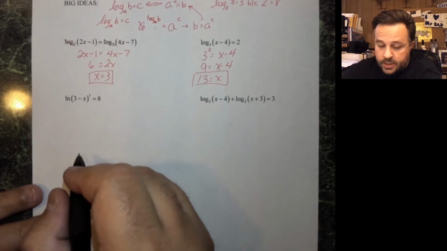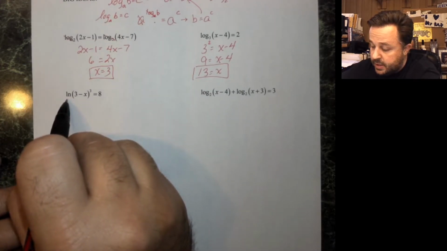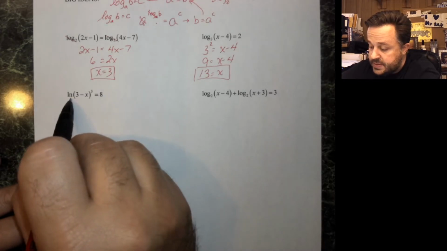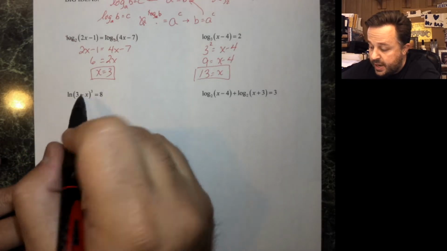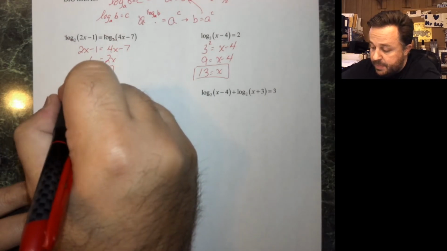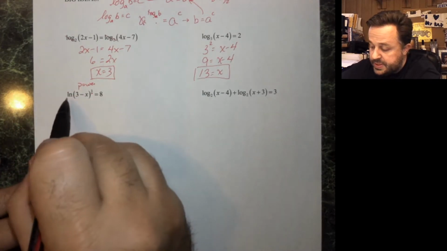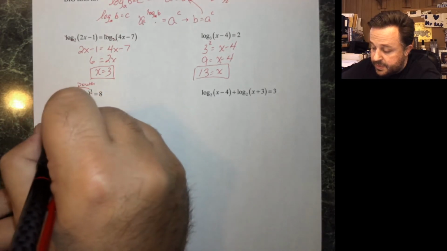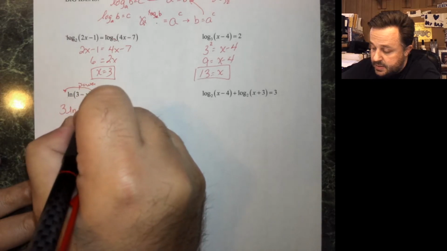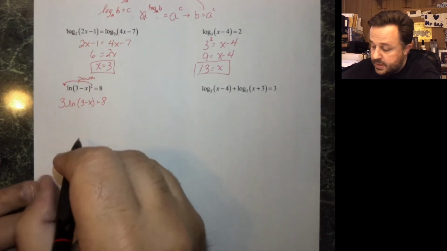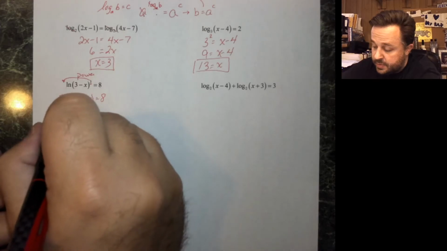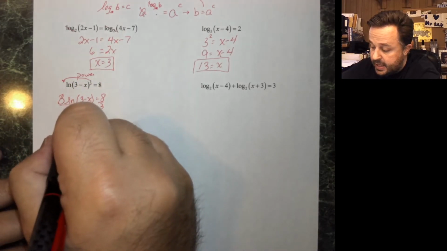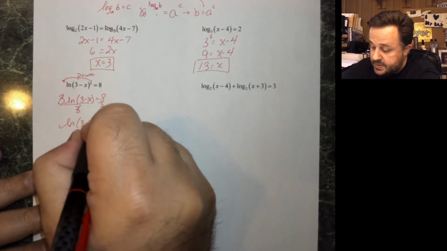On the next one, first of all here, I could go ahead and just rewrite this. This is a log base e. We could do that. But we also have a power. And we have a rule that says when I have a log of a power, I can bring that exponent down front. And let's see how that simplifies things a bit. Because now it's 3 times this logarithm. So we can divide both sides by 3. And I get the ln of 3 minus x is equal to 8/3.